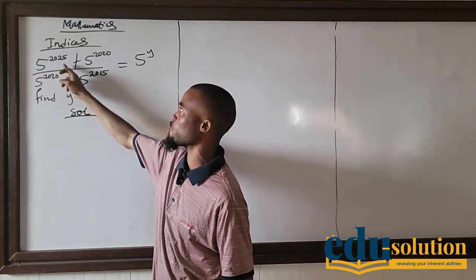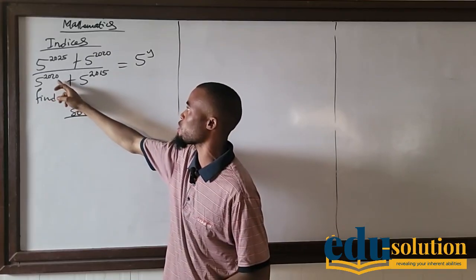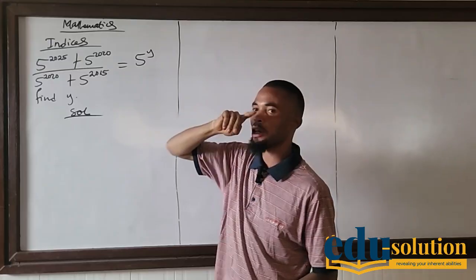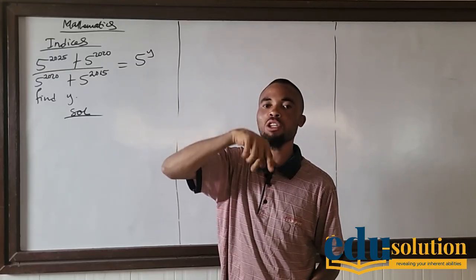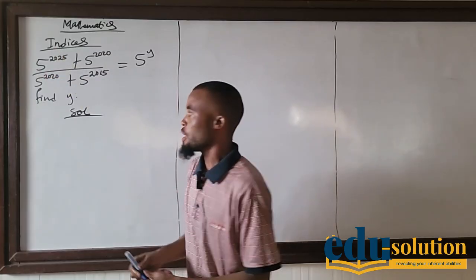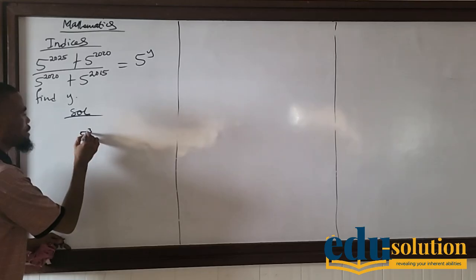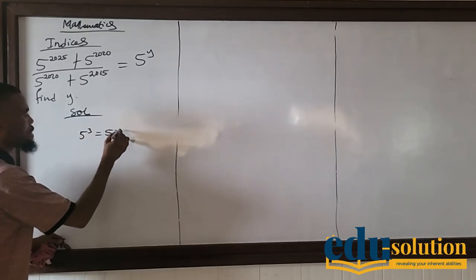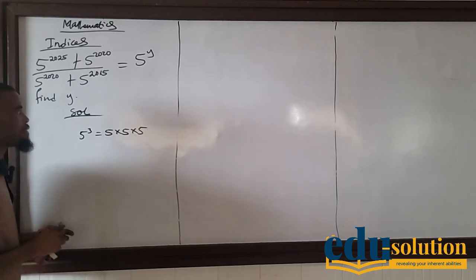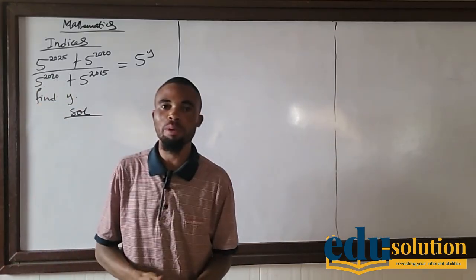5 raised to the power of 2025 plus 5 raised to the power of 2020, everything over 5 raised to the power of 2020 plus 5 raised to the power of 2015, everything equal to 5 raised to the power of y. The issue for students is the power, because the power here seems too big. We know that if we have 5 raised to the power of 3, it's equal to 5 times 5 times 5. But what we are having now is 5 raised to the power of 2020. How can we break down that?